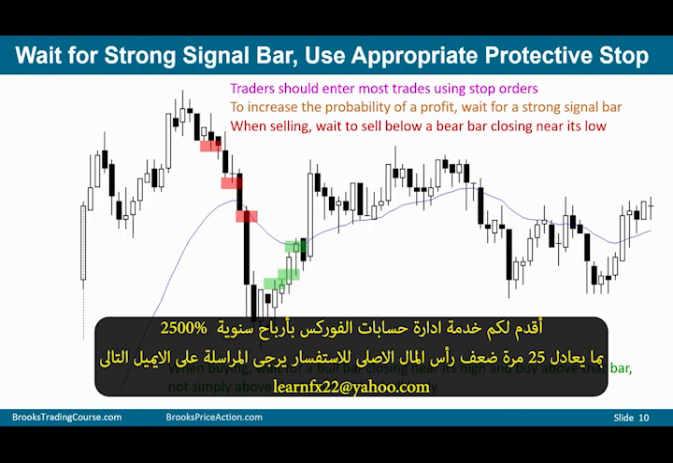When looking to buy, we're getting a reversal up here. It's better to be buying above a bull bar closing near its high. Here we have a bull bar closing near its high, and the entry would be 2 bars later. Here we have a bull inside bar closing near its high.